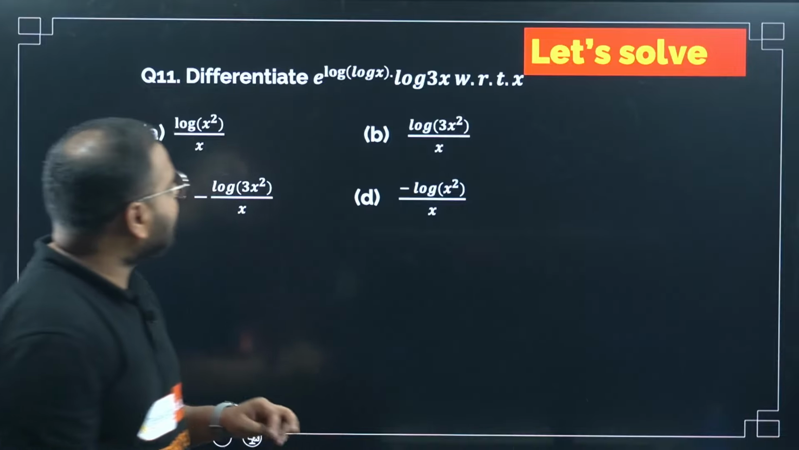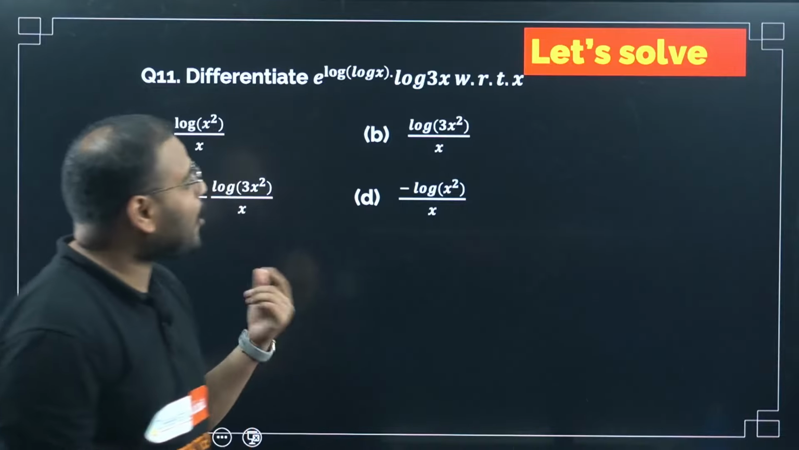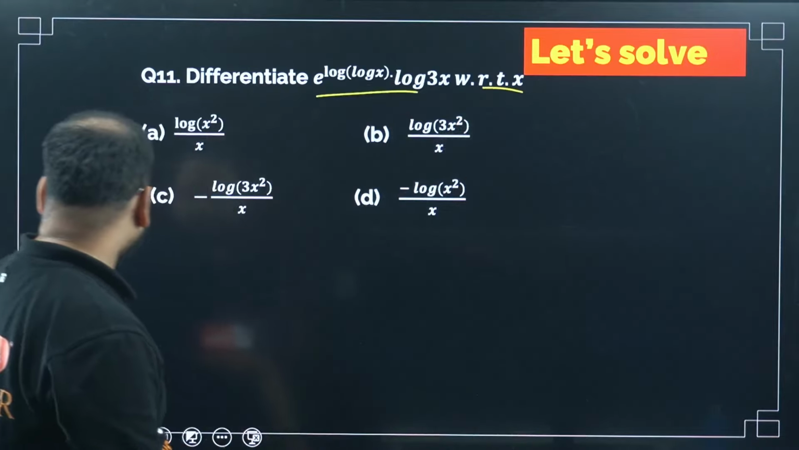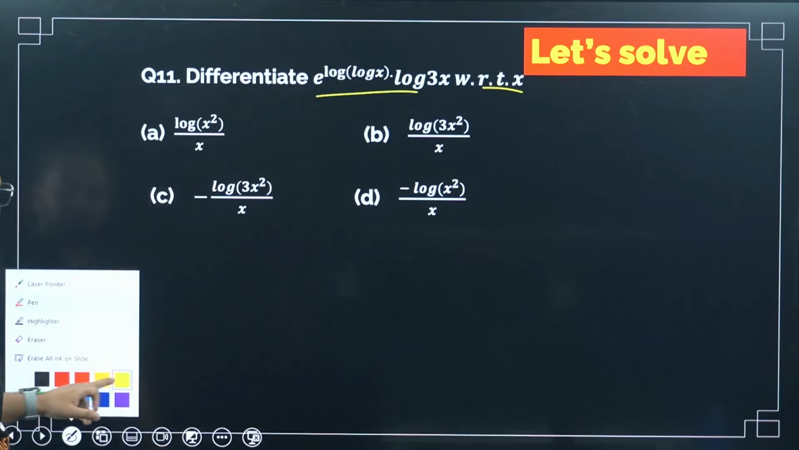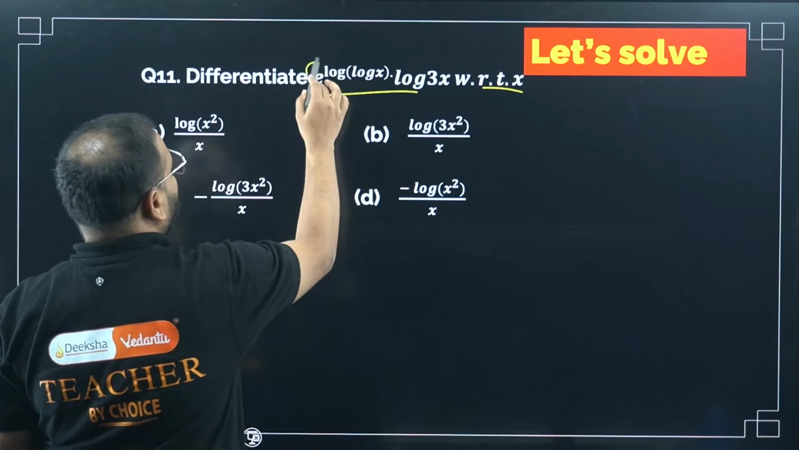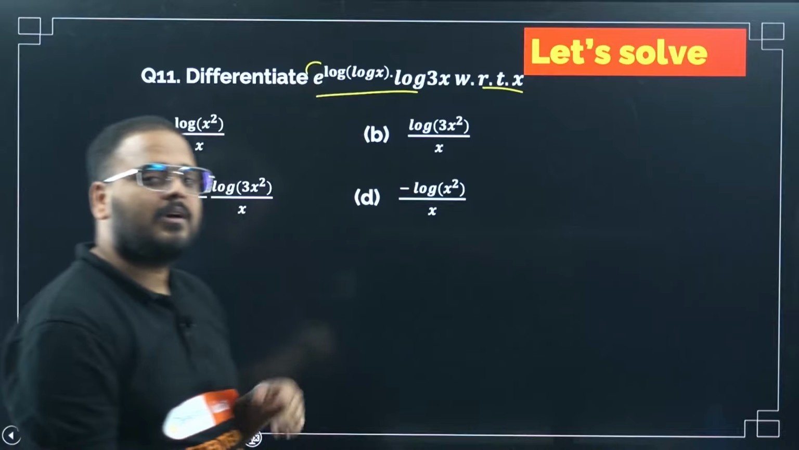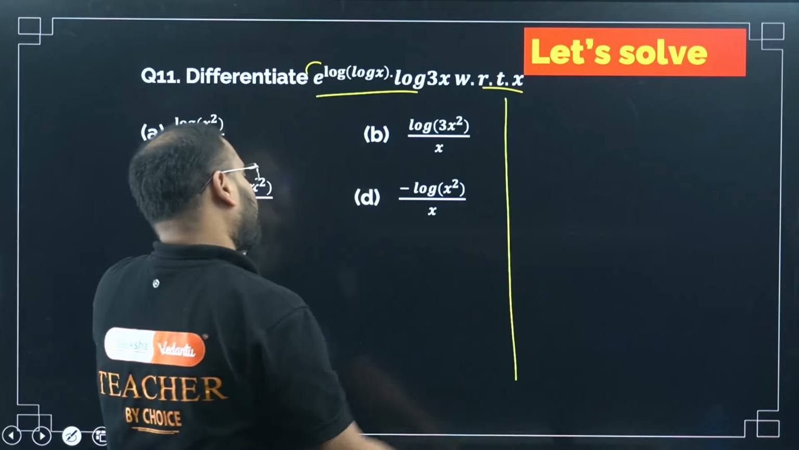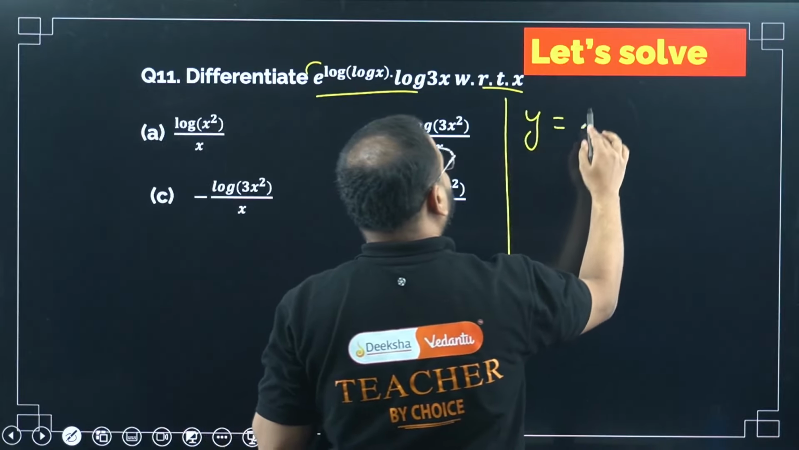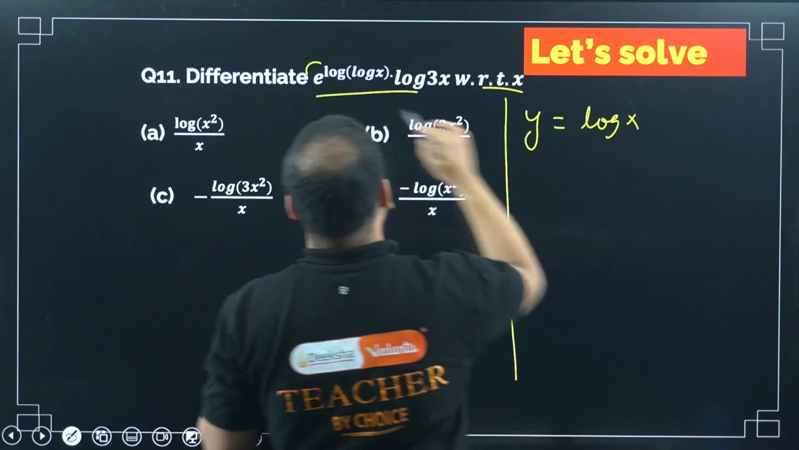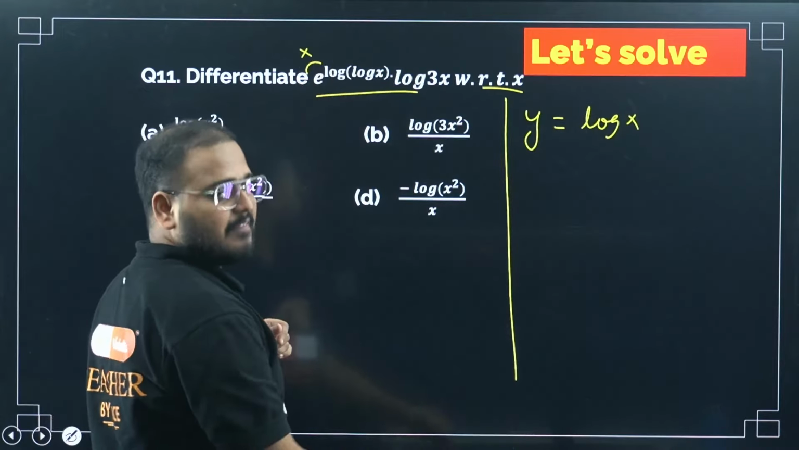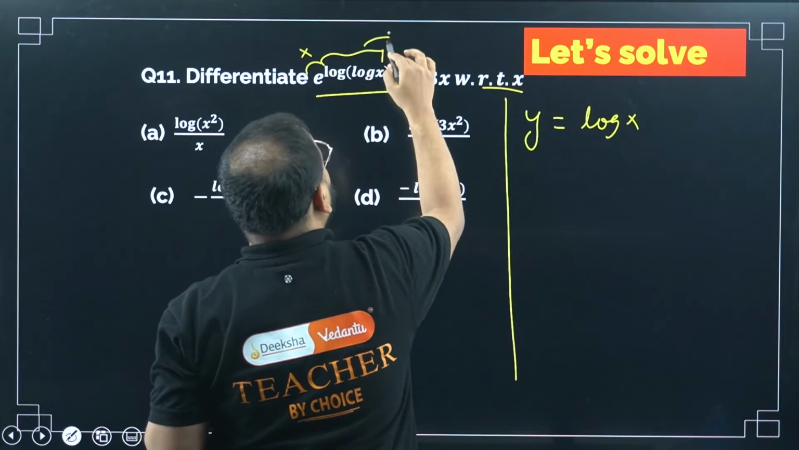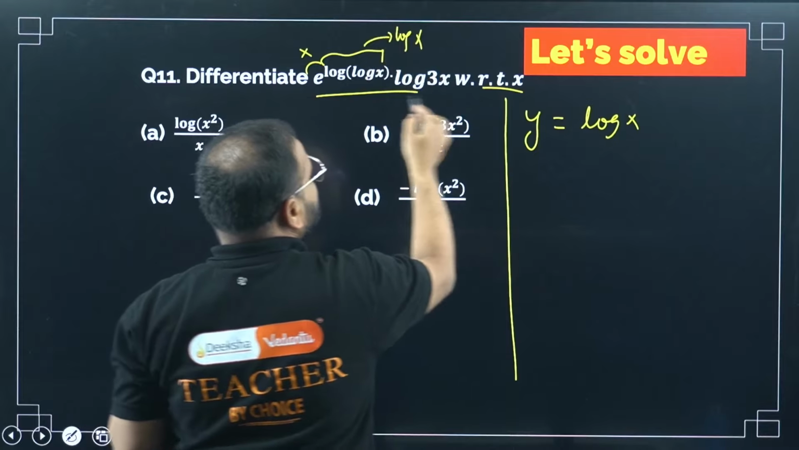Differentiate e power log of log x, log 3x is in product, with respect to x. Can you see something here? E and log together means inverse. I can just take that effect out. So I can simplify this function as y equals simply log of x, because e and log will cancel each other out. I'll have log x, and then what is this multiplied with?